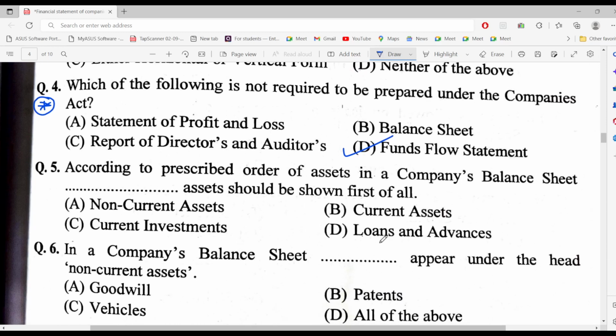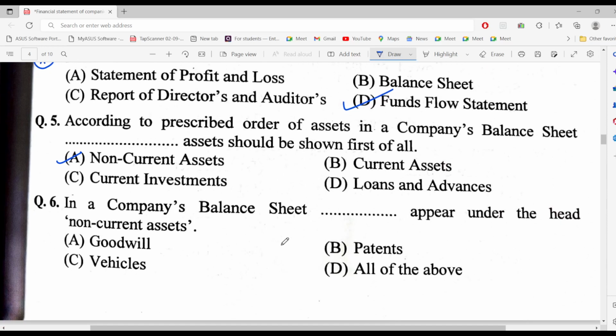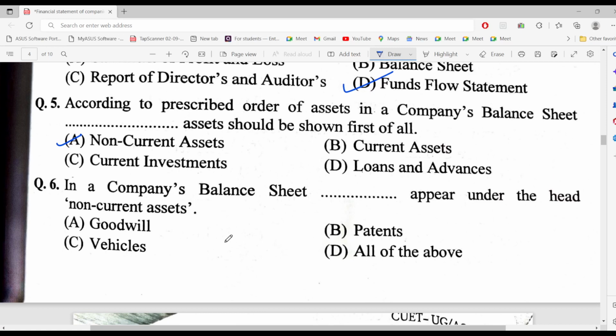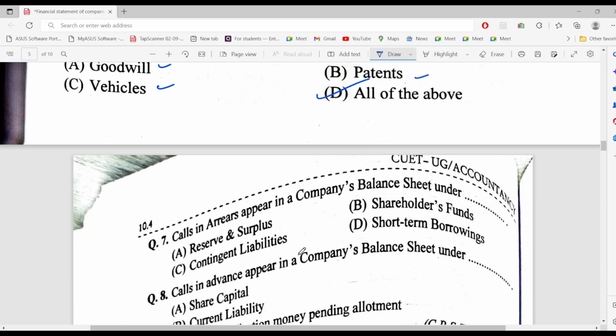According to the prescribed order of assets in a company's balance sheet, dash assets should be shown first of all. So first of all, non-current assets should be shown, then current assets. So 5A would be the answer. In a company's balance sheet, dash appear under the head non-current assets. Goodwill, yes, it is an intangible asset. Patents, yes. Vehicles, yes, it is a tangible asset, and these two are intangible assets. So all are non-current assets, all of the above. 6D would be the answer.